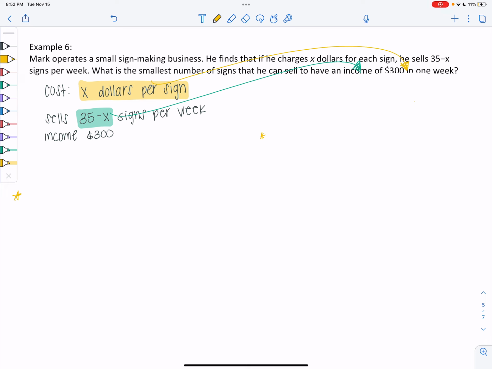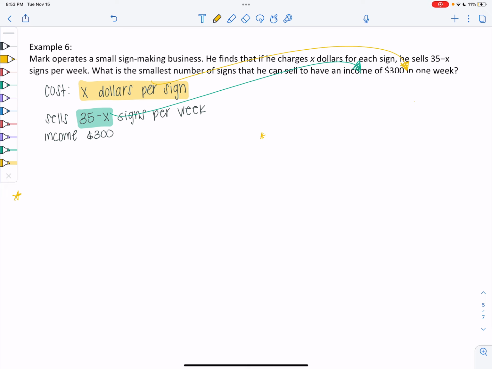So example 6: Mark operates a small sign-making business. He finds that if he charges X dollars for each sign, he sells 35 minus X signs per week. What is the smallest number of signs that he can sell to have an income of $300 in 1 week?